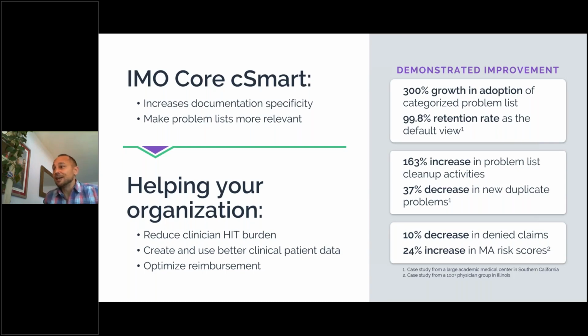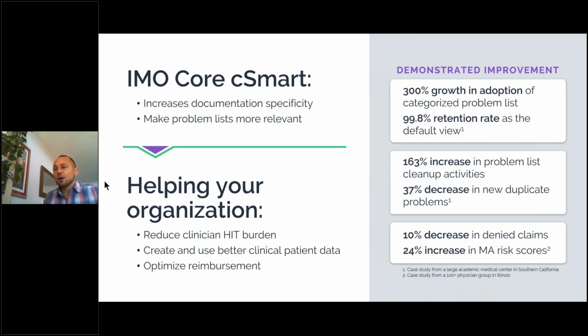And once they did that, 99.8% of providers kept the categorized view over their standard alphabetized view of the problem list. And that led to better clinical data. After go live, that same organization saw a 163% increase in problem list cleanup activities because similar problems were grouped up together and providers took it upon themselves to organically clean up those unnecessary problems. We also saw a corresponding decrease in new duplicative problems being added, again, because the provider was able to review the full problem list, get an understanding of that patient, and see the problems that were already there so that they didn't have to introduce a new instance of that problem.